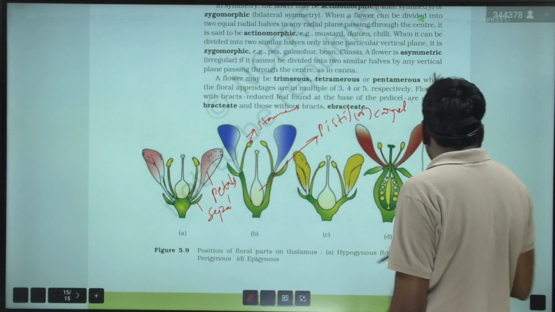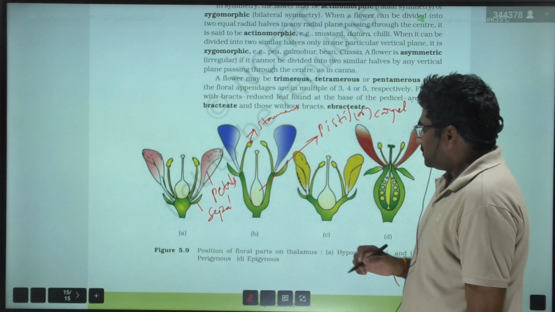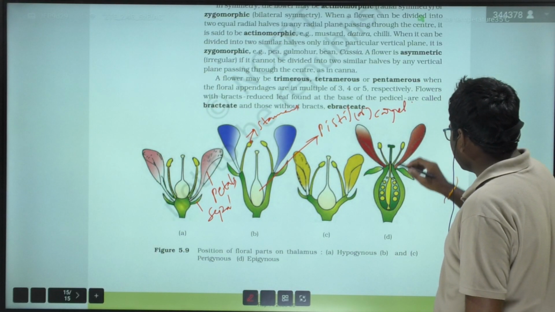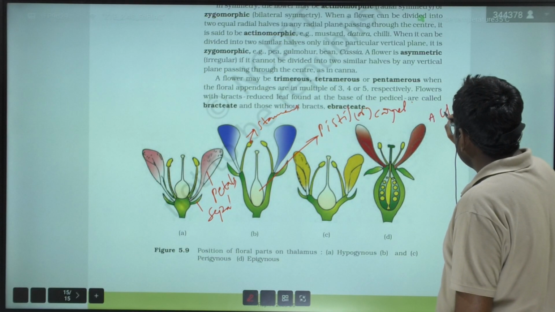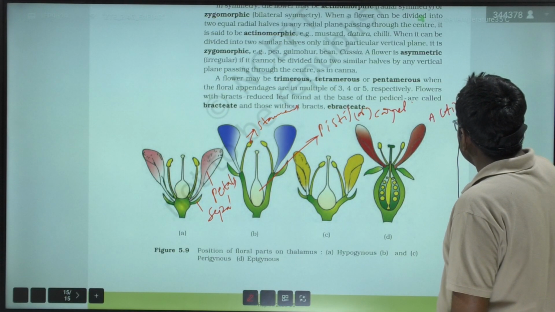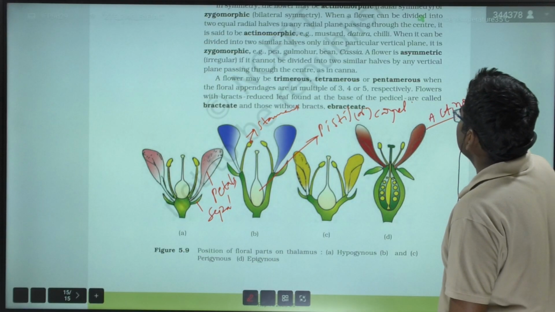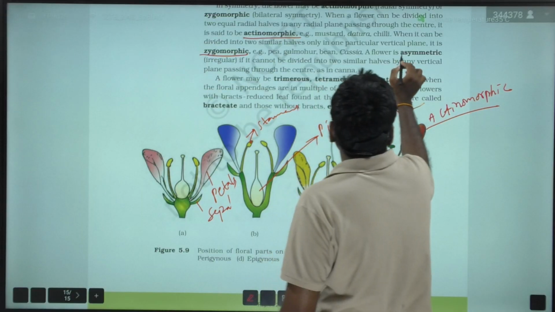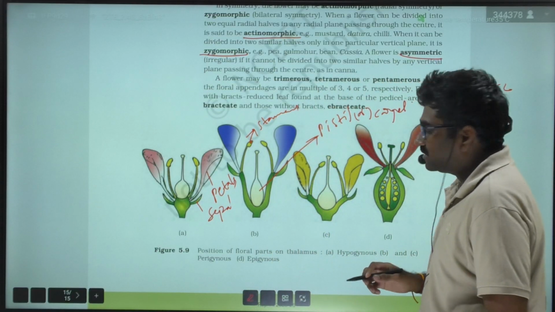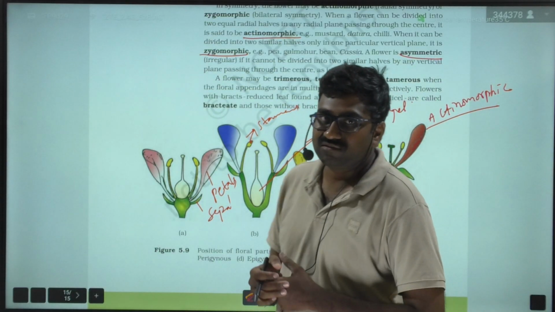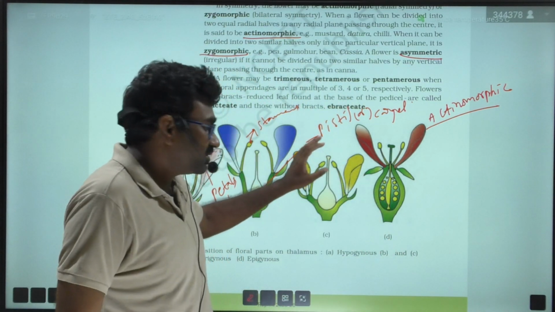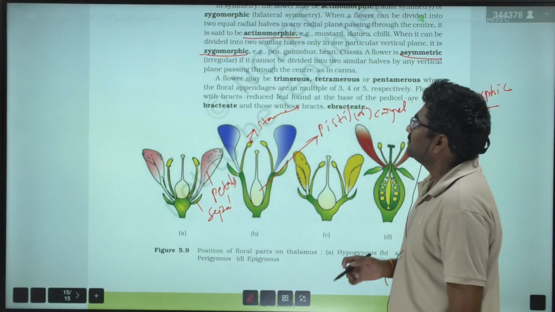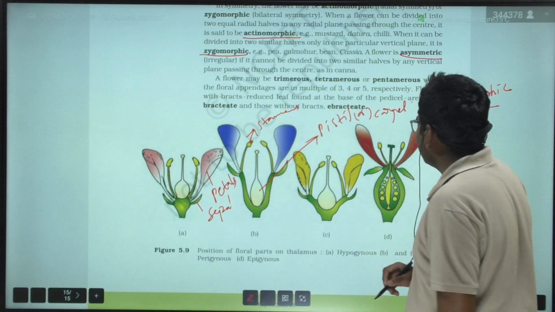If you look at the symmetry of flowers, we have mainly 3 types of symmetries. One is actinomorphic, another is zygomorphic, and the third is asymmetric. Very important from the NEET point of view. In 2025, a question from this area, that is, examples, was directly asked. So what is an example for zygomorphic?